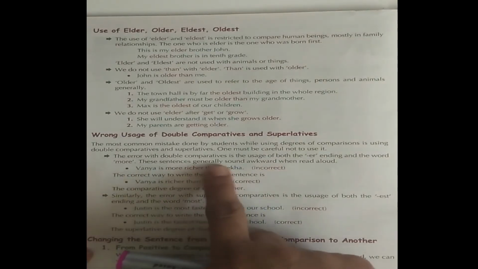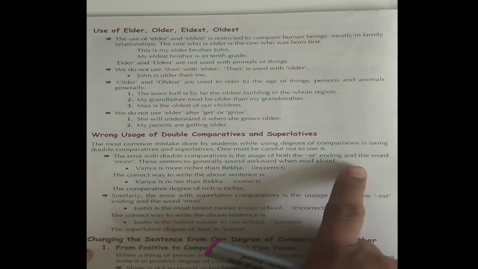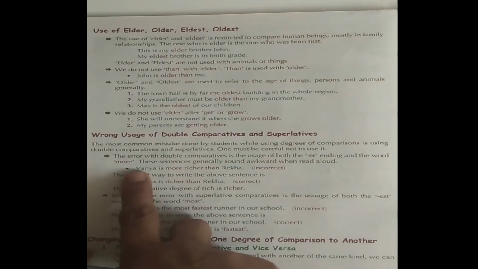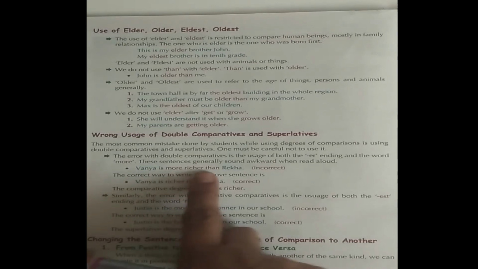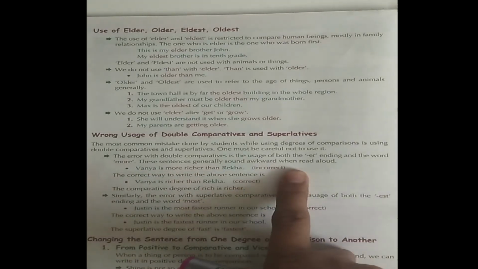We write er with the adjectives and also write more in the conversations. These sentences generally sound awkward when read aloud. When we read them aloud, it becomes very awkward to the listener. How do we do so? Just see. Vanya is more richer than Rekha. Is it correct usage? Not at all.